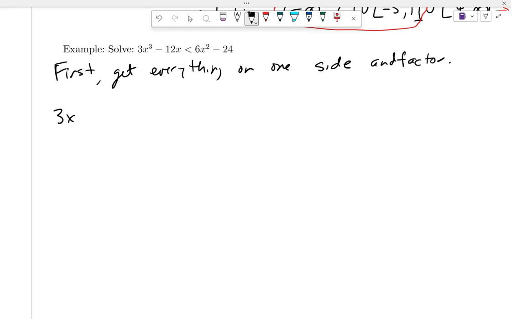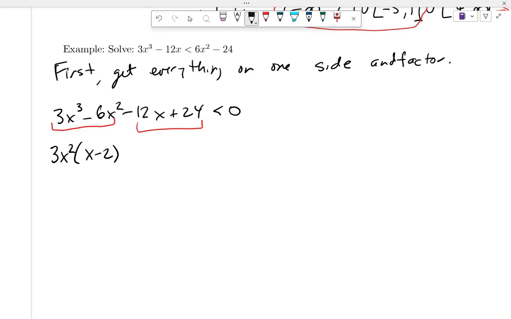So let's move everything over to the left. We'll get 3x cubed minus 6x squared minus 12x plus 24. The only real good technique that we have for factoring 4-termed polynomials is to group, right? Group the first 2 pieces together, group the second 2 pieces together. What can you factor out of the first 2? Okay. When you factor out the 3x squared, you get x minus 2.